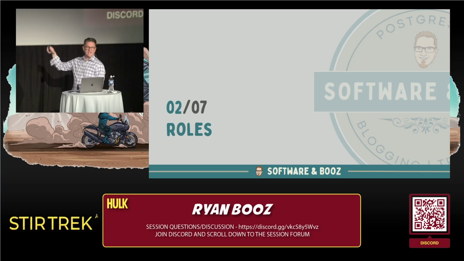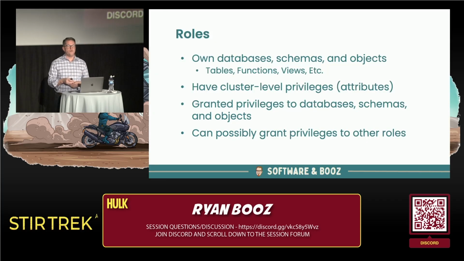So we've gotten through the connection. My computer, my host, whatever, is now allowed to connect to the database, and now we actually have to be somebody. We have to be a role to do something. And so with that, we have what we call roles. They obviously own the objects, all the things you would think about, databases and schemas and tables, functions, and so on. As a role, we have cluster-level privileges, right?